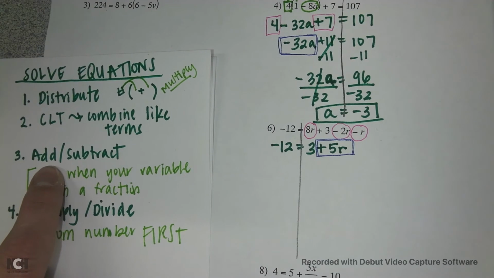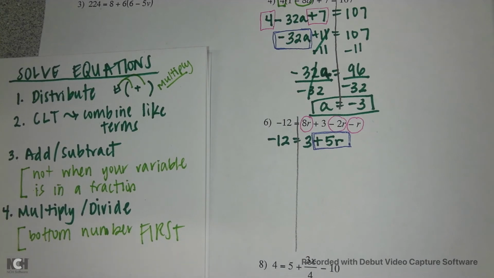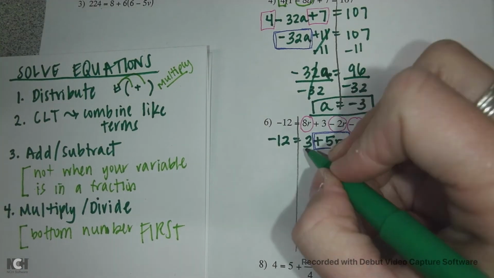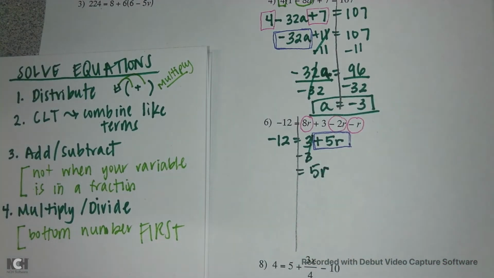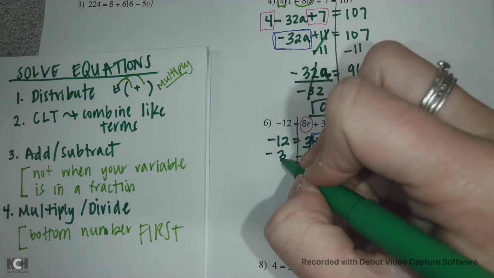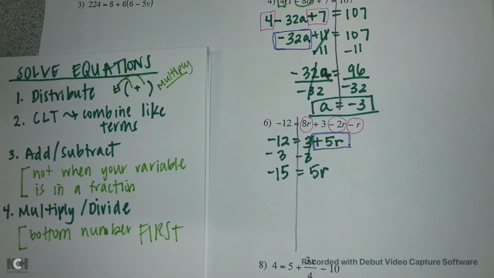So now we have to add, subtract, because we combined like terms, so now we're down to a two-step. We're going to add, subtract. So my 3 is positive. In order to get it away from my 5r, we're going to subtract it, which makes it go away, leaving my 5r, which is what we want. We want the r by itself. So since I subtracted on the right, I also have to subtract on the left to keep my equation balanced. Negative 12 minus 3 is negative 15.